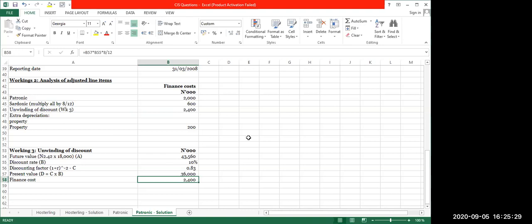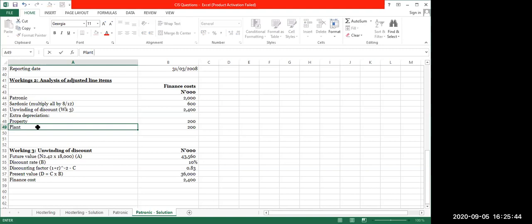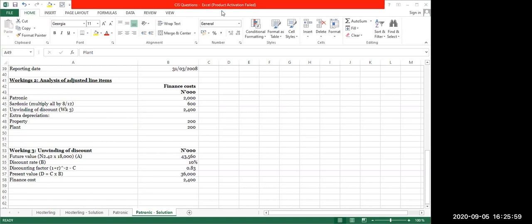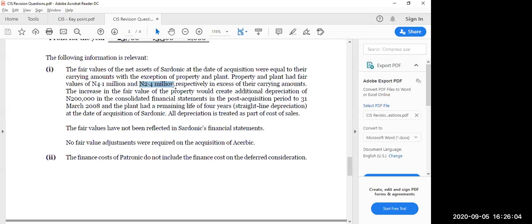So for the extra depreciation, we have the property, which the question said it should be depreciated by 200. Then we have the plant. We need to depreciate the plant by 4 years. And don't forget how we must always prorate. So let us see the figure we have to spread over 4 years as stated in the question. So it is 2.4 million for the plant. And we are expected to depreciate over 4 years on a straight line basis.